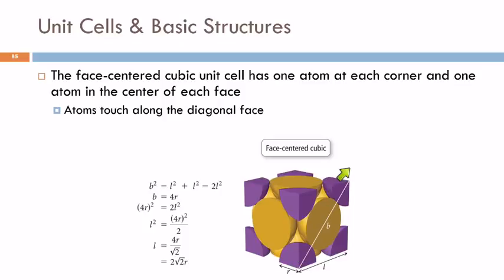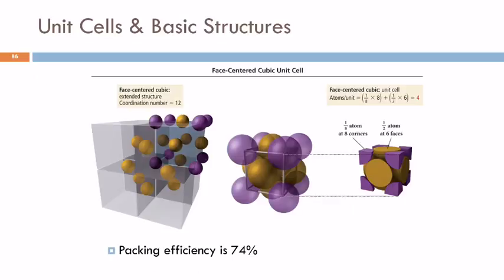These touch along the diagonal of one face, and so you can do the math and find that the length of the side is 2 times the square root of 2 times the radius of the atom. I do not expect you to memorize those. In this face-centered cubic, we have a coordination number of 12. And that's harder to just really see that that's going on, but it is. So we've got 12, and then higher packing efficiency corresponds to the higher coordination number, 74%.